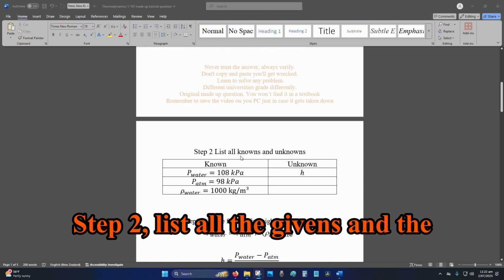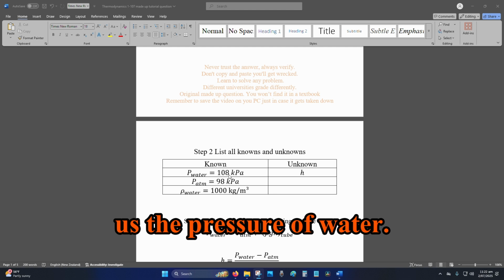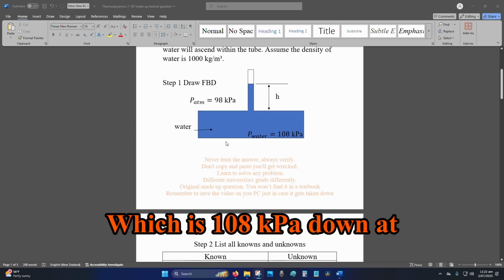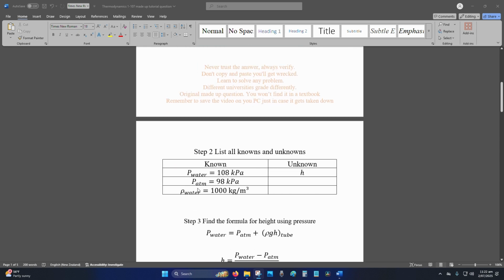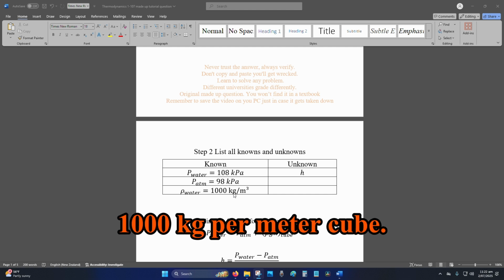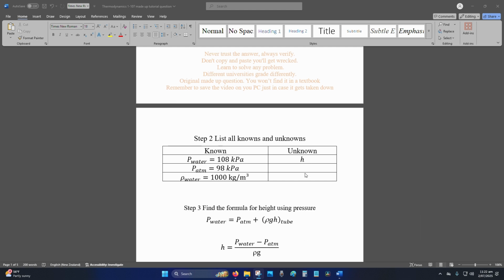Step 2, list all the givens and the unknowns. So they give us the pressure of water, which is 108 kPa down at the bottom of the pipe, and the atmospheric pressure is 98 kPa. The density of water is 1000 kilograms per meter cubed. We want to find the height of the tube.